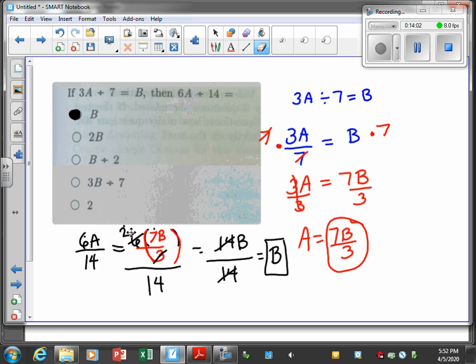So I had 6a divided by 14. Just rewrite this equation with the division. And then in place of a, plug in 7b over 3. And then that's just simplifying the fraction and reducing the rest of the way to solve for the missing value.